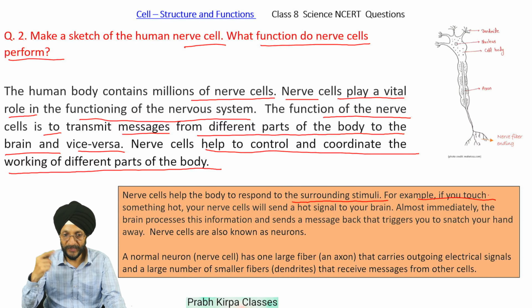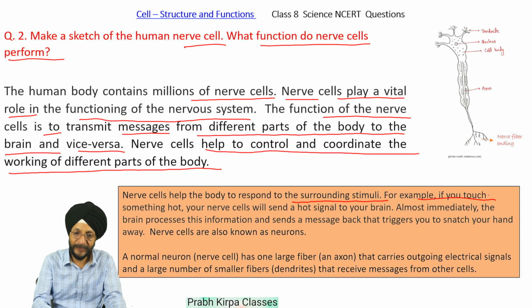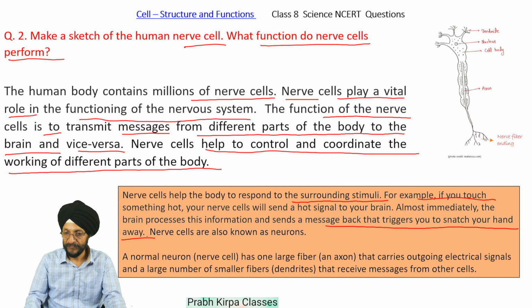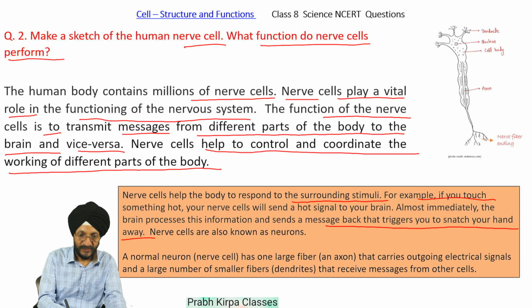Immediately, the brain processes the information that the particular substance is hot, and the brain will immediately send a message back that triggers you to snatch your hand away, to immediately pick up your hand from that hot substance. Nerve cells are also known as neurons.